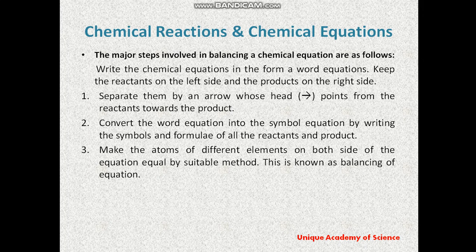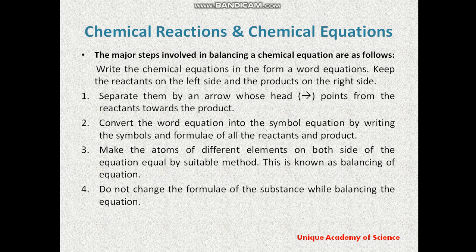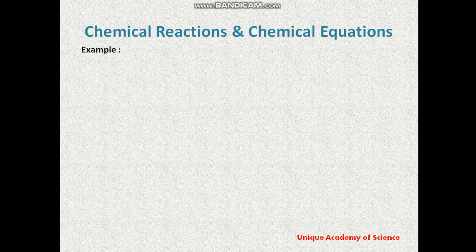Then third, make the number of atoms of different elements on both sides of the equation equal by a suitable method, and this is known as balancing of the equation. Then fourth, do not change the formula of any substance while balancing the equation. Then fifth, make the equation more informative if it is possible.